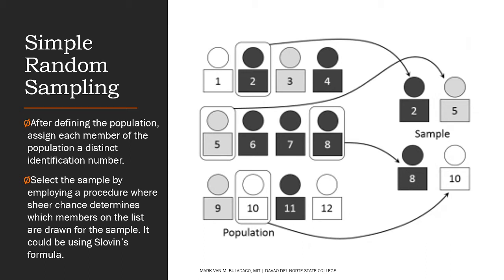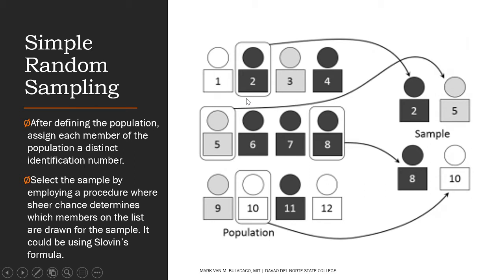So we'll start with the first type of probability sampling, which is simple random sampling. Simple random sampling is basically the most common random or probability sampling. You just get a sample from the population either systematically or using Slovin's formula. After you define the population, you assign each member a distinct identification number. Like in this illustration, each unit of the population has a distinct number.